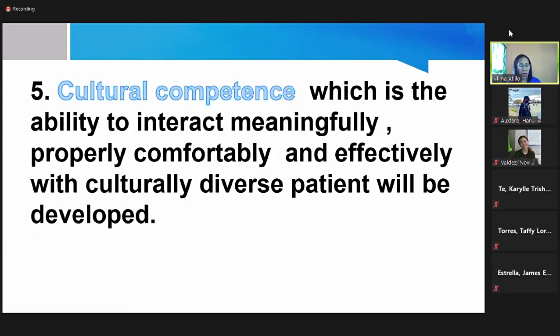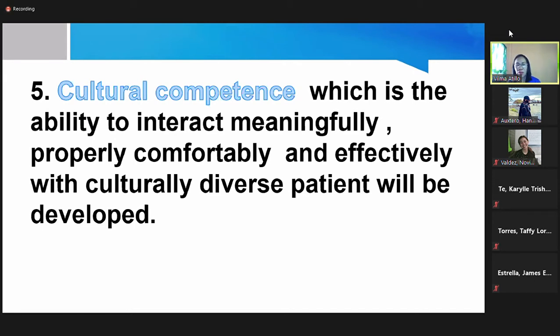Next, you read for us, Miss De La Cruz. Number 5, cultural competence, which is the ability to interact meaningfully, properly, comfortably, and effectively with culturally diverse patients will be developed. Thank you. Okay, as nurses in the ward, we have also to respect the different cultures of our client. We will not insist on what we know. We will not insist on what we believe, but we have also to respect their cultural aspects.